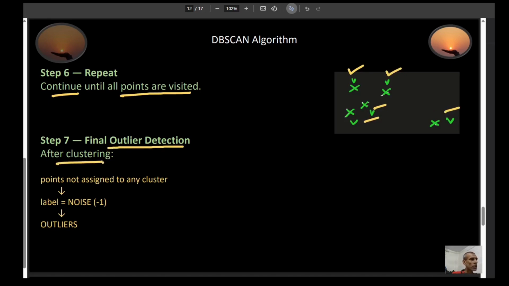After the clustering is done, you check the points that are not assigned to any clusters. Those would be your outliers. In those cases, your labels are going to be -1. So those are your noise. In this case, this might be my noise.